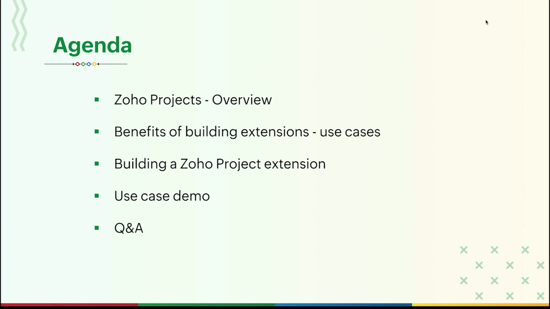So the agenda for today is as follows. We will see an overview of Zoho Projects and its features. We will then look at how building extensions for Zoho Projects can be beneficial along with examples. Then, we'll go over the steps involved in creating an extension for Zoho Projects using the Sigma Cloud Editor, and we'll also explore the features of Sigma Cloud Editor. Finally, we will conclude with an example use case demo. So now let's get into these topics one after the other.